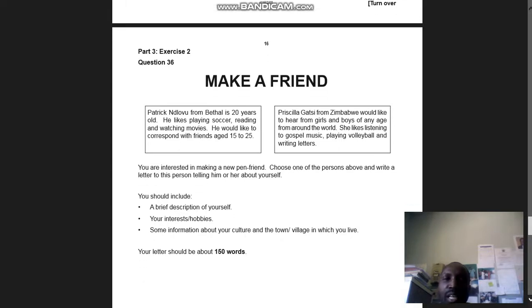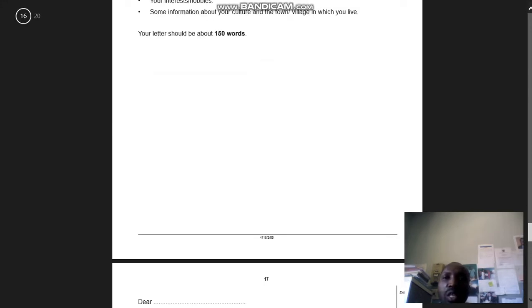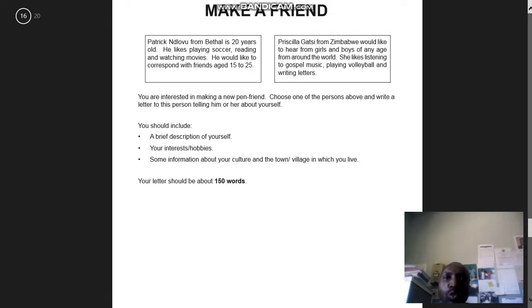So let's look at the answering space. The answering space that we are given here, the first part is "Dear." Let's say you write now, "Dear Peter," because according to the question, that's why it's very much important for you to understand the question. The question says you need now to choose between the 2 friends, between Patrick Ndlovu or Priscilla Gadzi. So you need to choose any of the two.